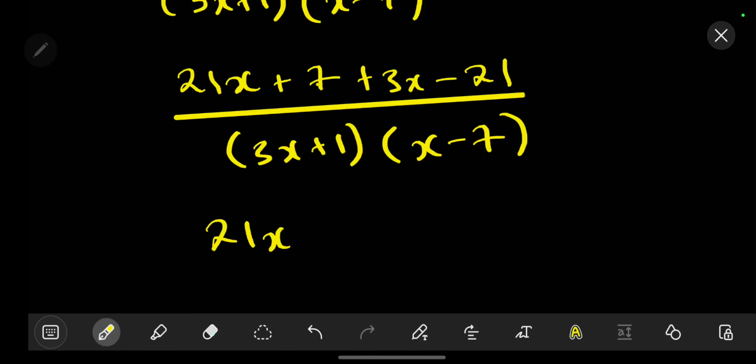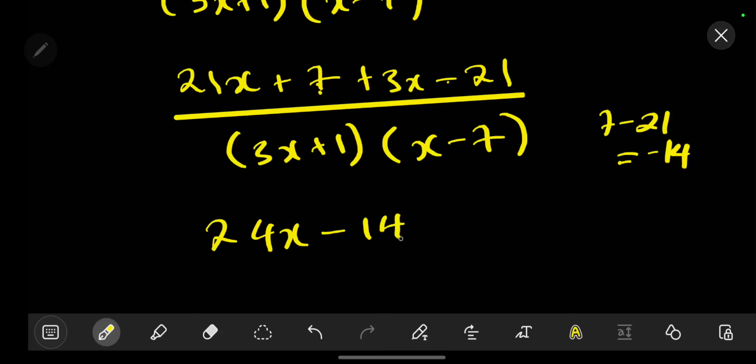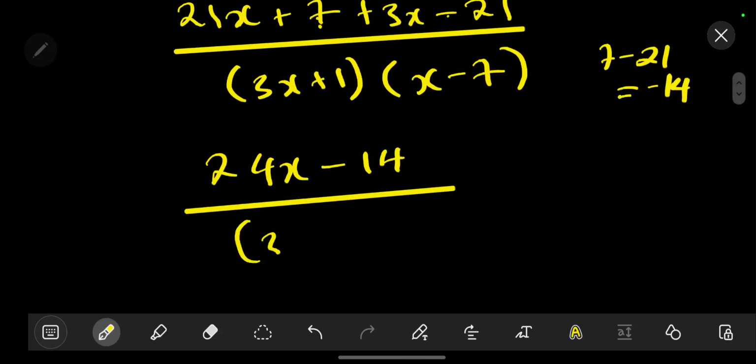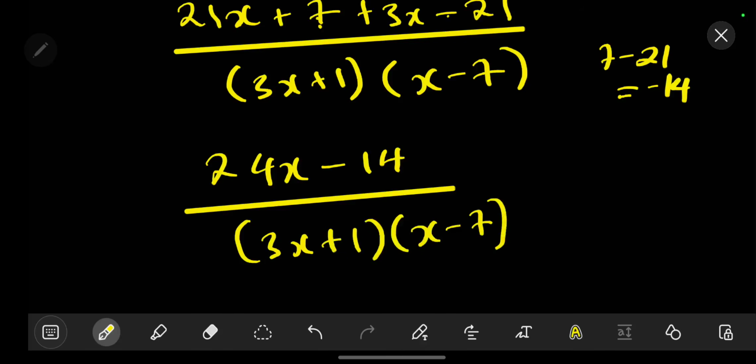So we are looking at the like terms. 21x plus 3x gives us 24x. 7 minus 21 gives us a value equivalent to negative 14. So we write negative 14 over 3x plus 1 times x minus 7. So now this is us simplifying.